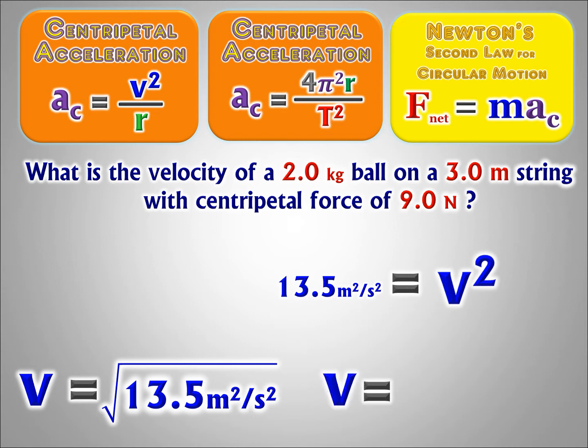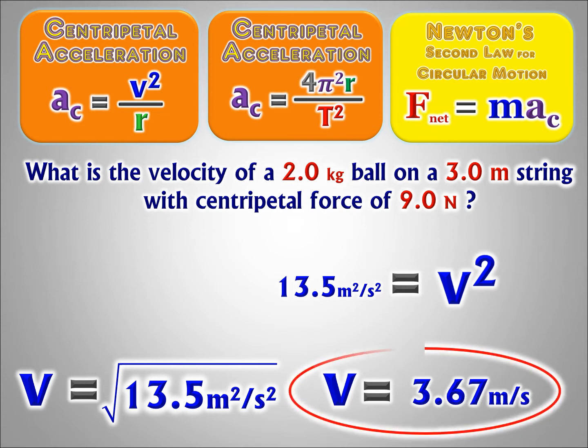So the velocity is going to be equal to, what's the square root of 13.5? Not dividing by 2, taking the square root of it, 3.67, and that is my answer. So what is the velocity? 3.67 meters per second. That's a velocity, isn't it? Yes. So that was a tricky one. That involved using two equations, square rooting, all kinds of things. A little bit of a harder problem there, wasn't it? Okay.